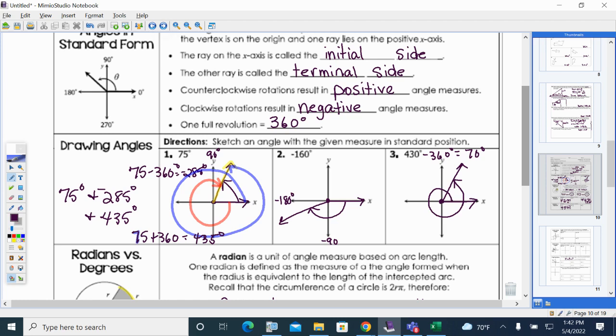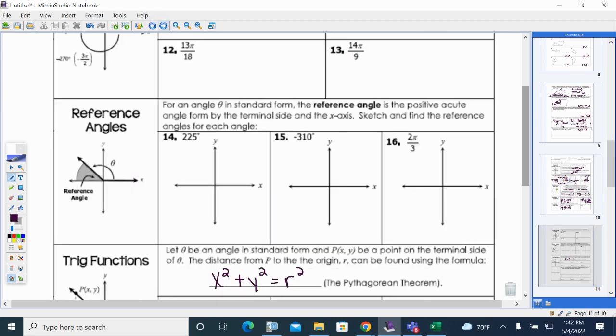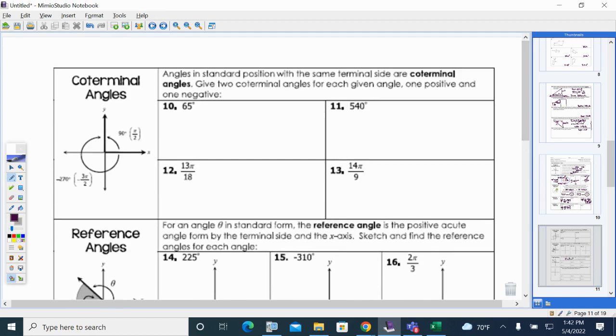And that, in a nutshell, is what's happening when we talk about coterminal sides and coterminal angles. Coterminal angles share the same terminal side. And to get to another angle, you're going to add or subtract 360 degrees. Or in example 12 and 13, it's going to be add or subtract 2 pi. So let's look at example number 10. I'm going to take 65 and I'm going to add 360. And that gives me 425.